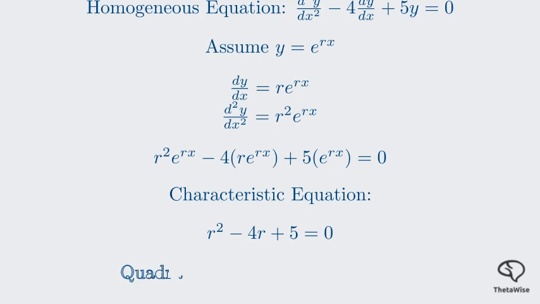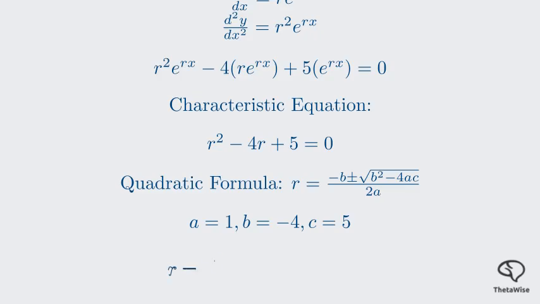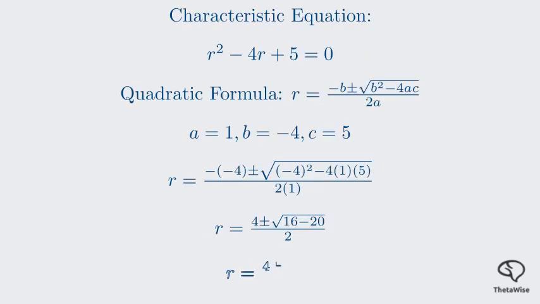The quadratic formula is r equals negative b plus or minus the square root of b squared minus 4ac, all divided by 2a. In our case, a is 1, b is negative 4, and c is 5. Substituting these values, we get r equals negative negative 4, which is 4, plus or minus the square root of negative 4 squared minus 4 times 1 times 5, all over 2. This simplifies to r equals 4 plus or minus the square root of 16 minus 20, which is negative 4, all divided by 2. So r equals 4 plus or minus the square root of negative 4, all divided by 2.